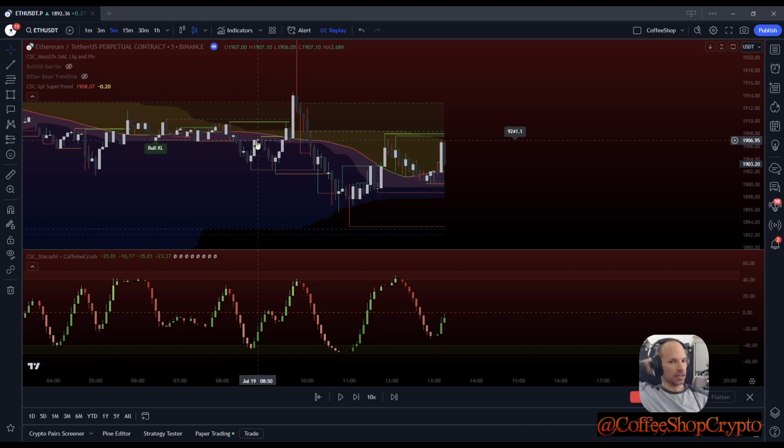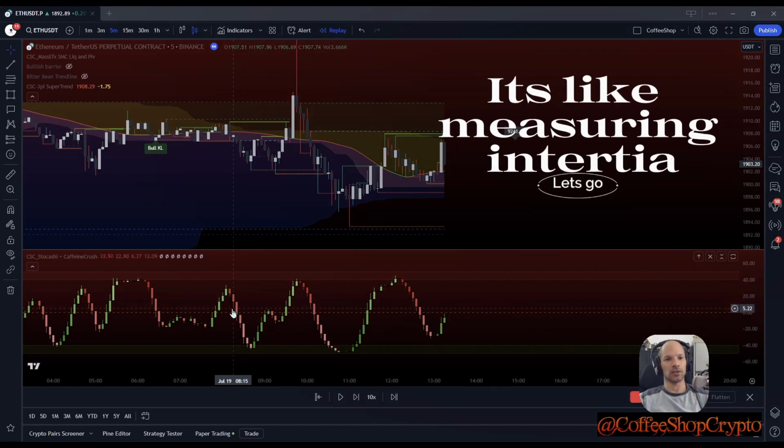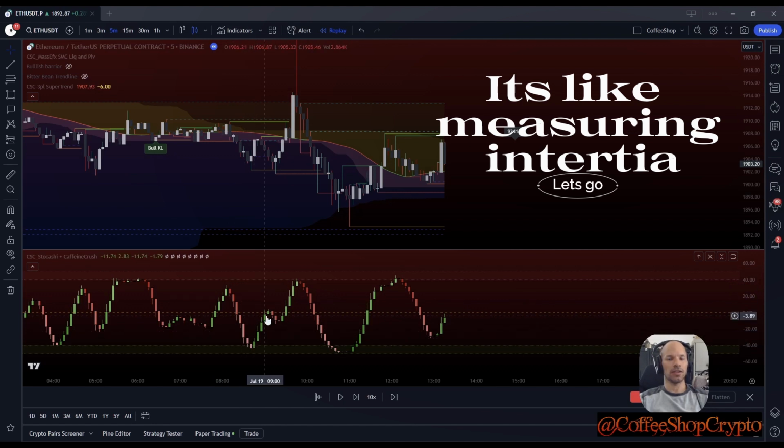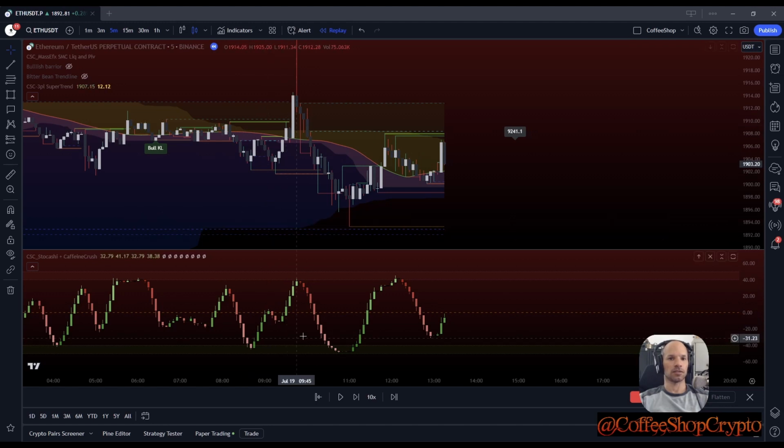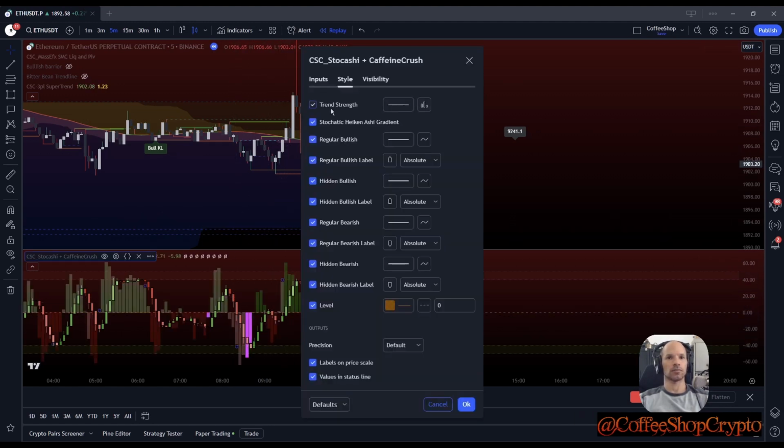And what I realized is that there are these energy waves inside of these moves. I created a histogram and put it into the background that measures the energy of the curve. If there is not enough energy, then the price will not move up. And that's basically what's happening here. So let's put on that histogram real quick.